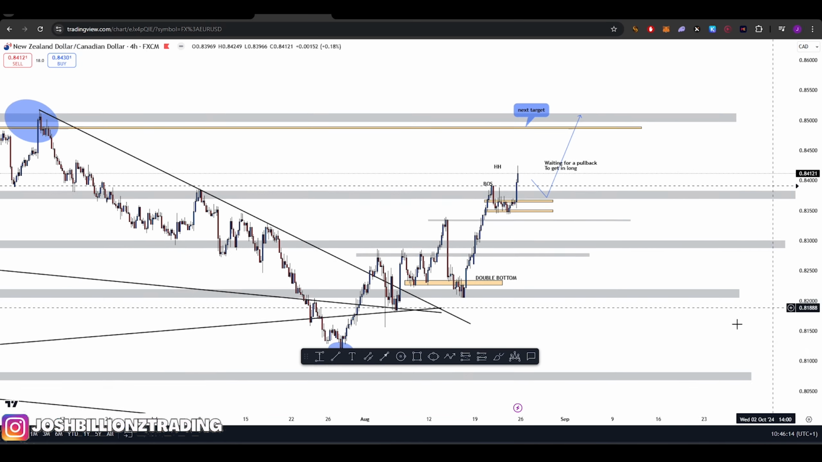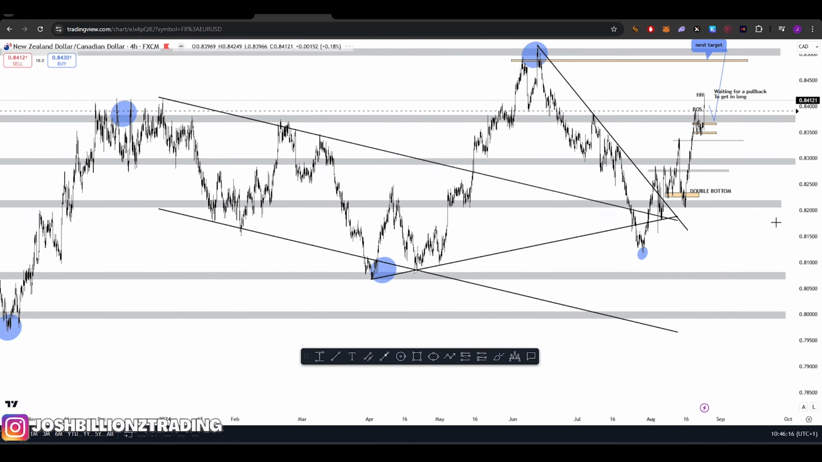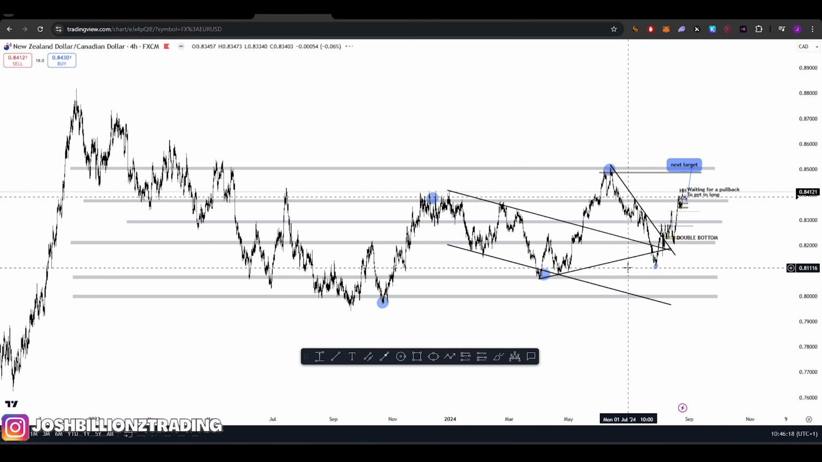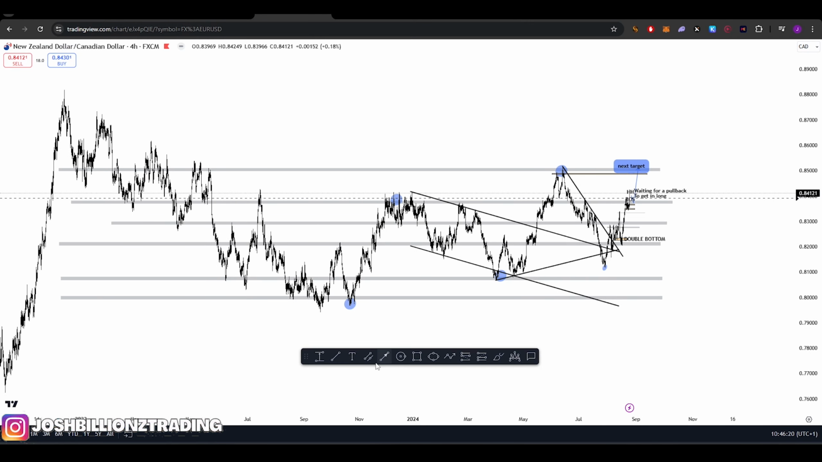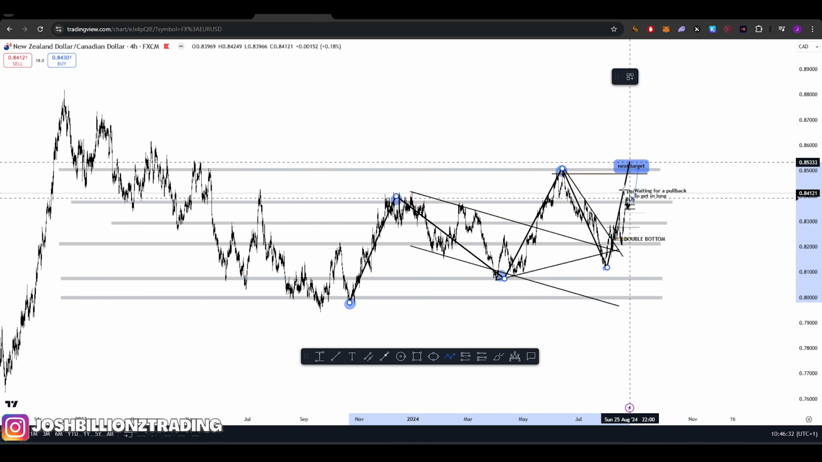I'm going to show you another pair, New Zealand Canadian dollar. To take the zoomed out perspective, got our levels of support and resistance on already, and as you can see, I've marked out the higher highs and higher lows of this bullish move. So here we've had a low, got a higher high, higher low, higher high, higher low, and then we started pushing higher.